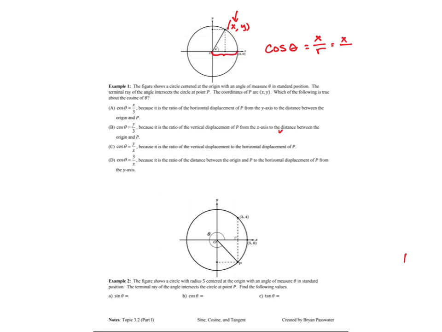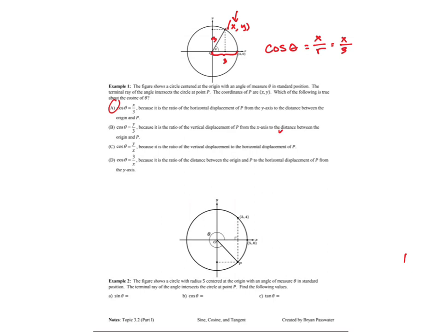They gave you this distance out to the edge of the circle. They tell you it's located at 3, 0. Well, if the distance from the origin to that point is 3, then the distance from the origin to point P is also 3. So cosine of theta is going to equal x divided by 3. So A, because it is the ratio of horizontal displacement of P from the y-axis to the distance between the origin and P.